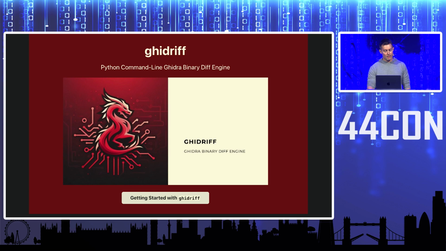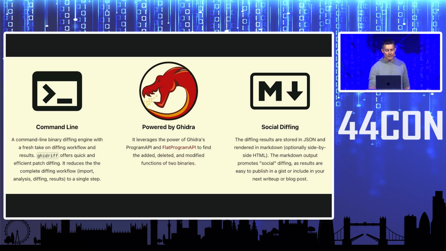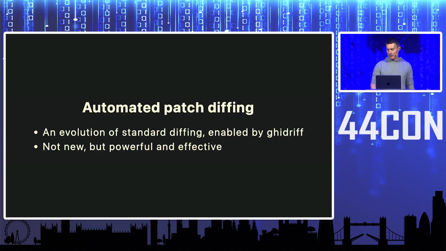I wrote Ghidrift to do command line diffing. This is me here last year talking about it. It was fun to share. But the main point of Ghidrift is that it is command line, as in all you need is 2 binaries, and you run this on the command line, and it outputs your diff. So that really enables automation, and we'll see that here in a second. It's powered by Ghidra, and I claimed it has social diffing, and by social diffing, I just mean its output is markdown, so you can post that in a lot of places. So those are my three kind of, I guess, benefits of Ghidrift.